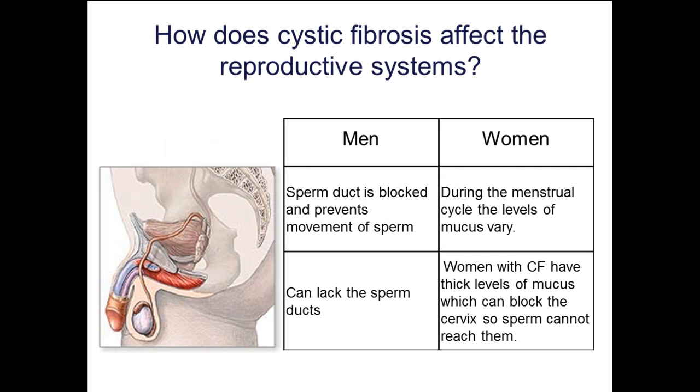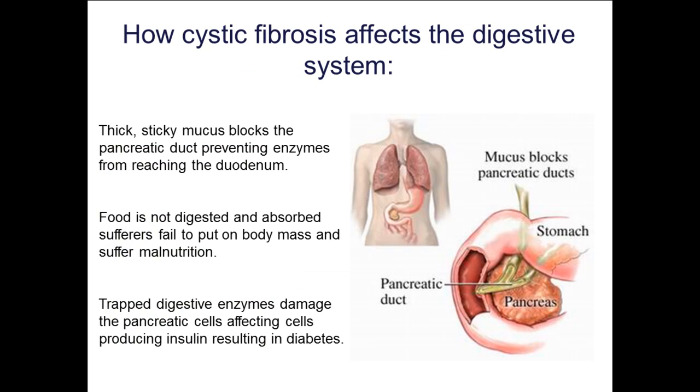Within the reproductive system, in men it can physically block the sperm duct, so you can expect them to have a low sperm count. It can also affect the menstrual cycle in women, and in some cases block up the cervix as well, reducing the likelihood of fertilisation.